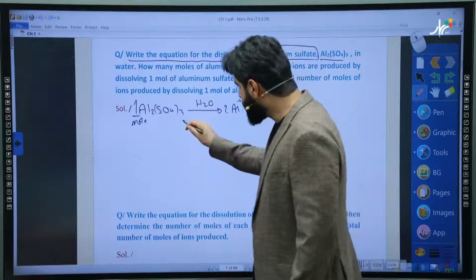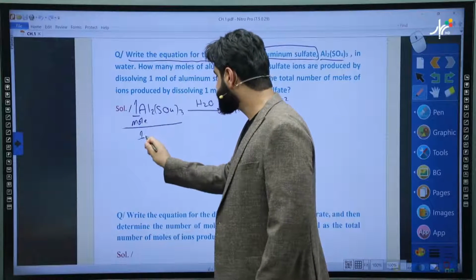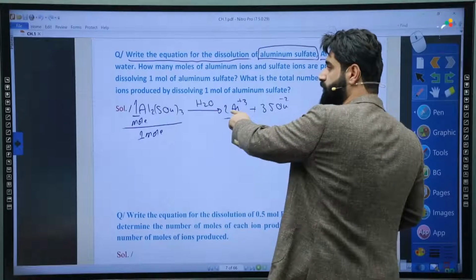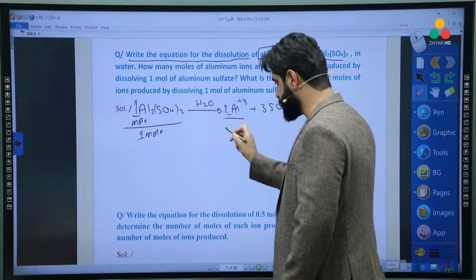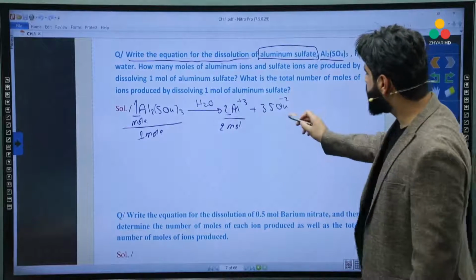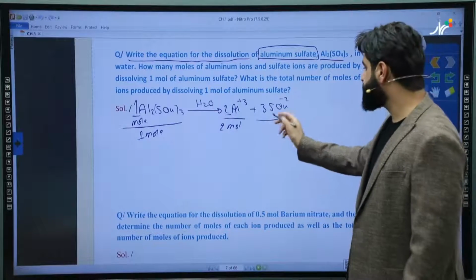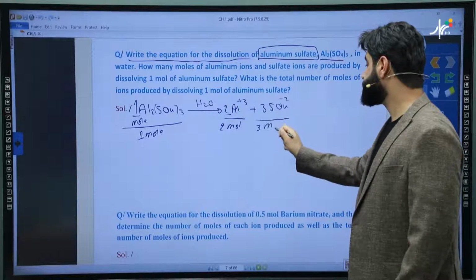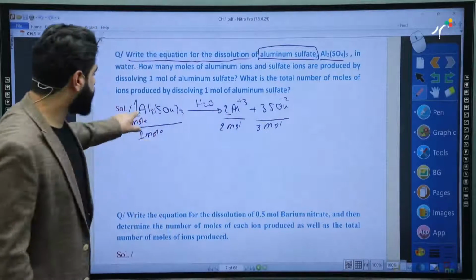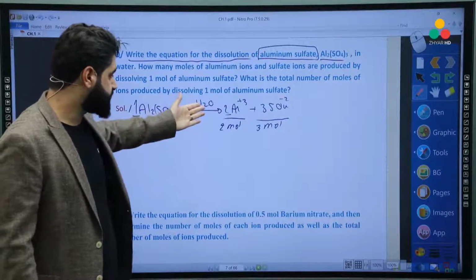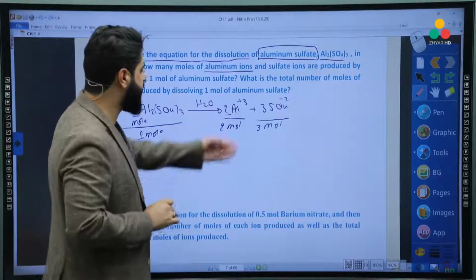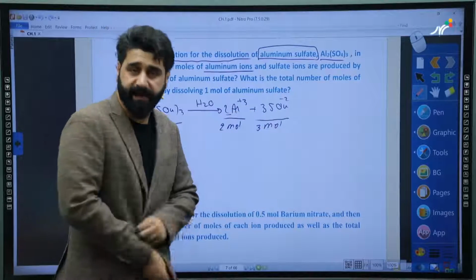Here we have 1 mole. How many moles of aluminum cation? 2 moles. And how many moles of sulfate anions? 3 moles. If we dissolve 1 mole of aluminum sulfate in water, we will get 2 moles of aluminum ions and 3 moles of sulfate anions.